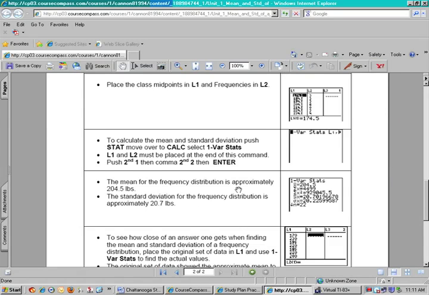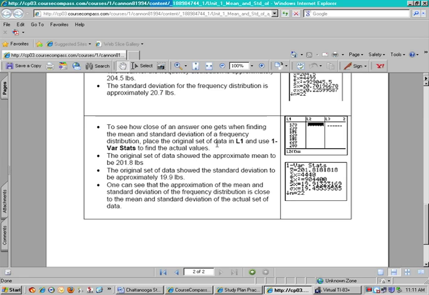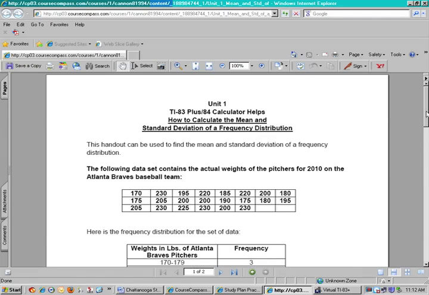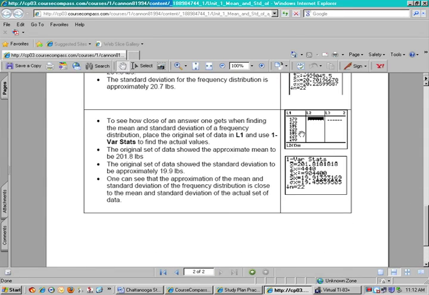We're using this one. Now notice in this, I went ahead and calculated the others to see how close of an answer you get. You could actually take the values that we had at the very top. If you go back to the very beginning of your handout, take the values that we have right here. We could take those and place them in the calculator in list 1 and list 2, and we could do one variable stats and push enter. And when we did, notice that is the actual mean and this is the actual standard deviation.